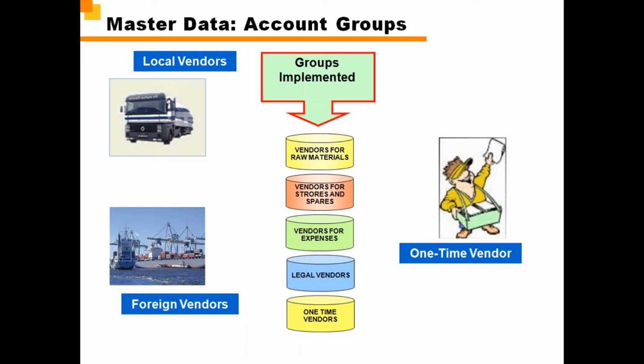So why can't we create the master record? If we create the master record for the one-time vendors also, it may take more space in the system, so the speed of the system may slow. To avoid that, or because it may also hamper the speed of the system, that is the reason we will not create the master record for the one-time vendors.